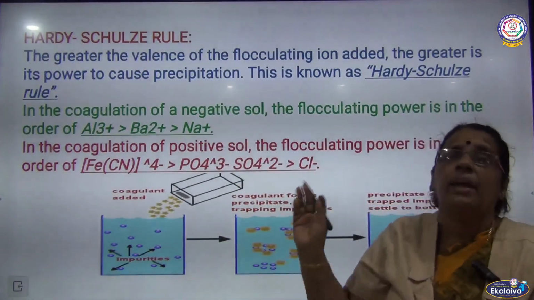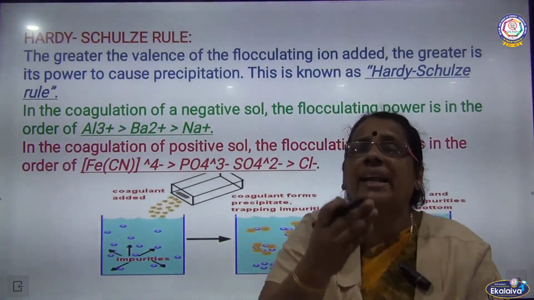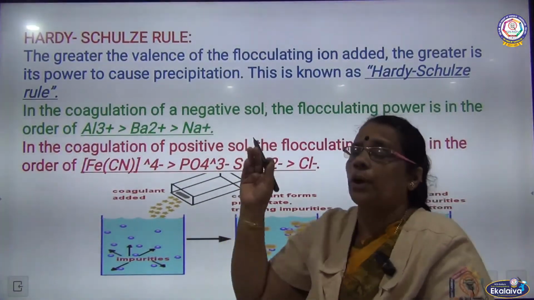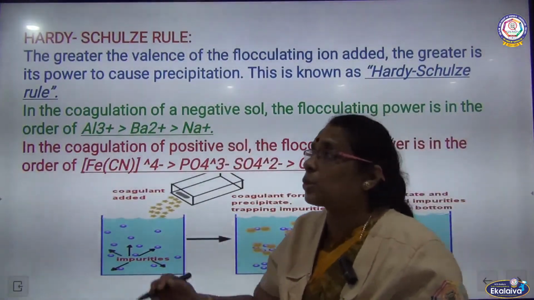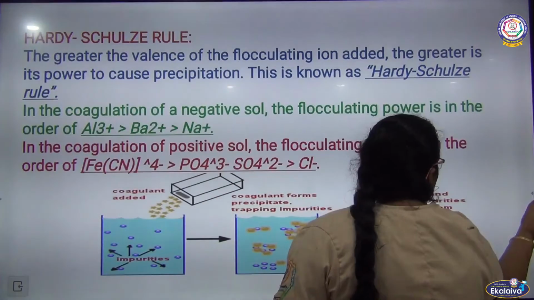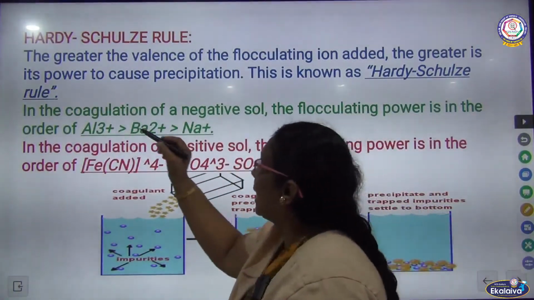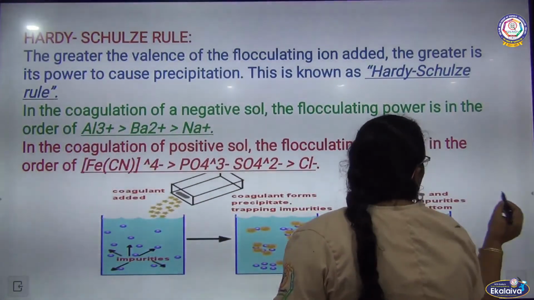Based on the coagulating power, based on the coagulation, based on the aggregation of particles, we are going to talk about one important concept. What is that actually? Hardy-Schulze rule. So based on that we are going to talk about an important concept based on the coagulating power. So we can call it Hardy-Schulze rule.